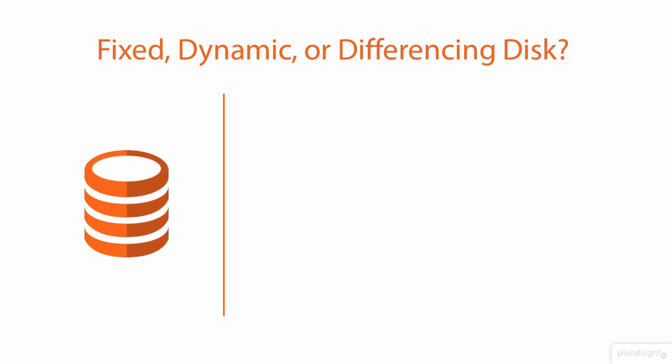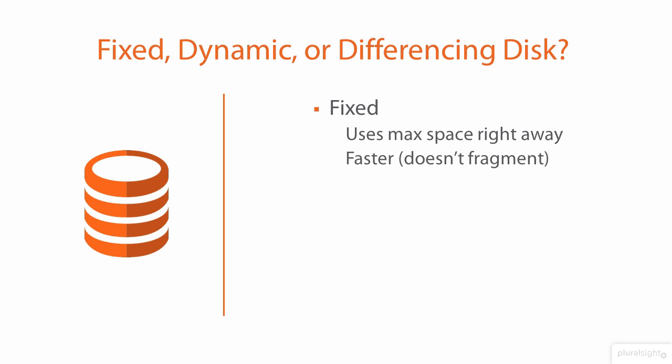Well, the next big decision is whether to go fixed, dynamic, or differencing with the virtual hard drive. Fixed disks use the maximum allocated space immediately. If you specify a 30 gig drive, it'll occupy 30 gig of space on your host. But they can be faster, and they tend not to fragment over time. So if you need the last ounce of speed, you might prefer them.